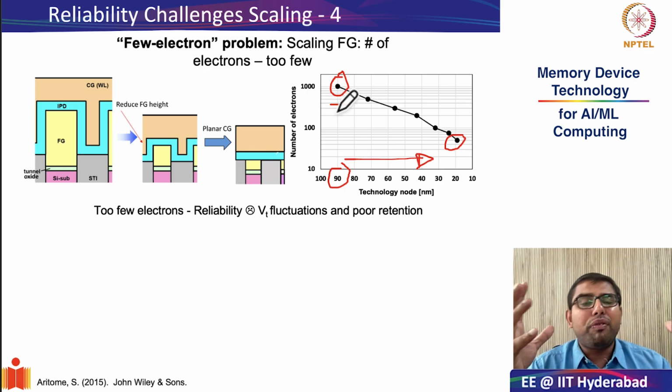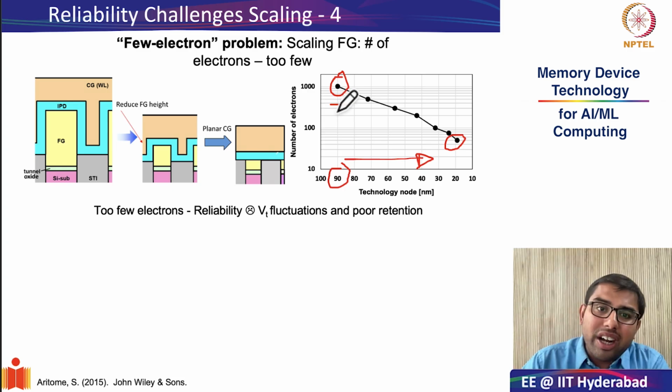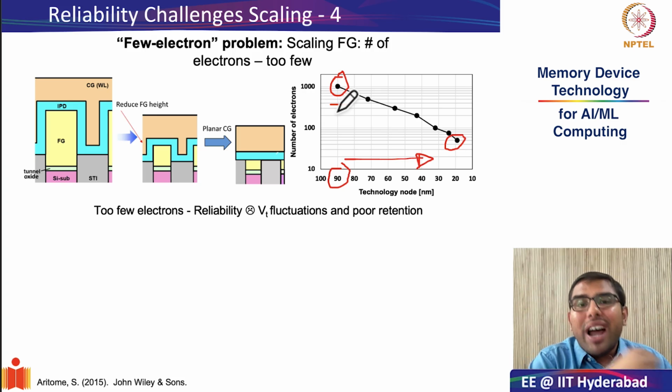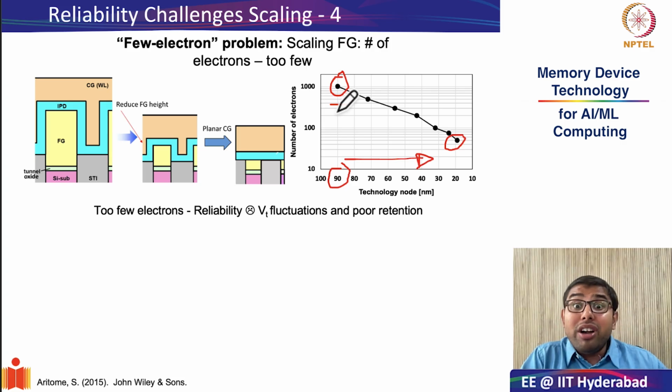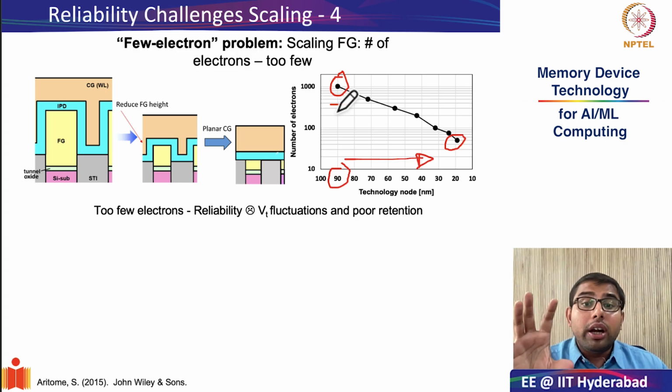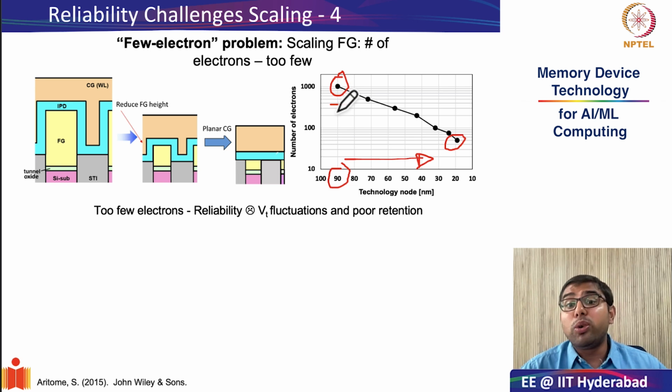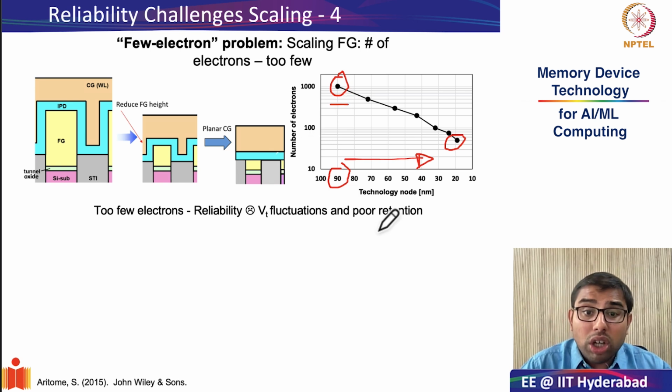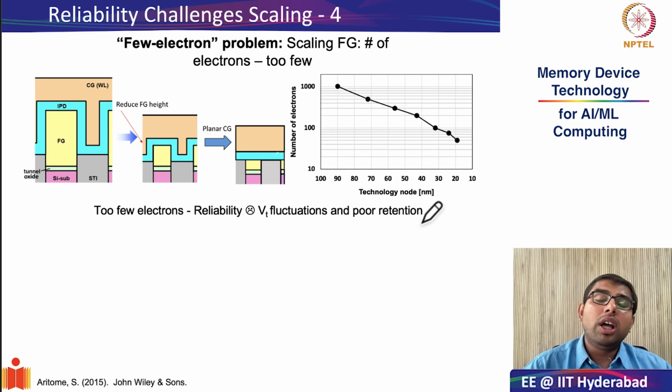Let's consider a floating gate having 100 electrons, 1000 electrons and 10 electrons. So if one electron is lost in a floating gate with 1000 electrons, it is a VT shift of just 0.1%. For 100 electrons, it will be 1%. But for 10 electrons floating gate cell, the difference in VT will be almost 10%. And this is what causes very poor retention when you start scaling down the 2D floating gate transistor.